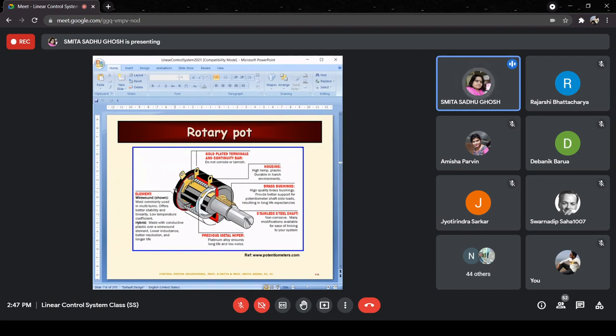Similarly, a rotary potentiometer is shown over here. You can see it's actually a circular element like this, and you can see the components which are going to constitute the rotary potentiometer. The reference is given over here. Reference means the website from which these figures or pictures have been taken. It's given over there. You have the slides with you. If you want to see a bit of details of these, you can look, just for your interest.